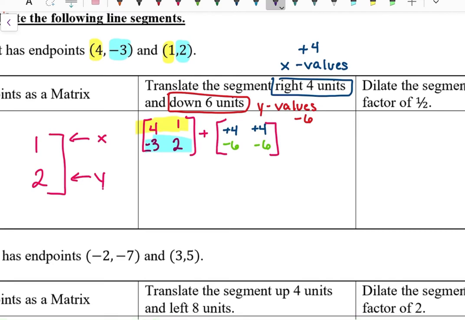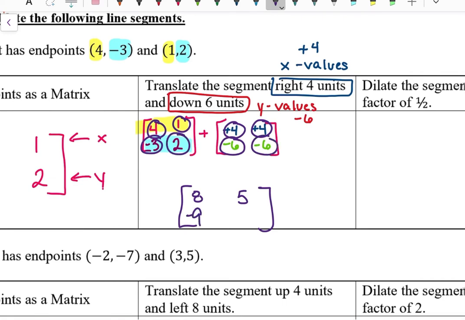Remember, when you're adding, you just add the corresponding parts. So my new matrix is going to be doing 4 plus 4, that'll be 8. 1 plus 4, that'll be 5. 3 minus 6, that'll be -9.